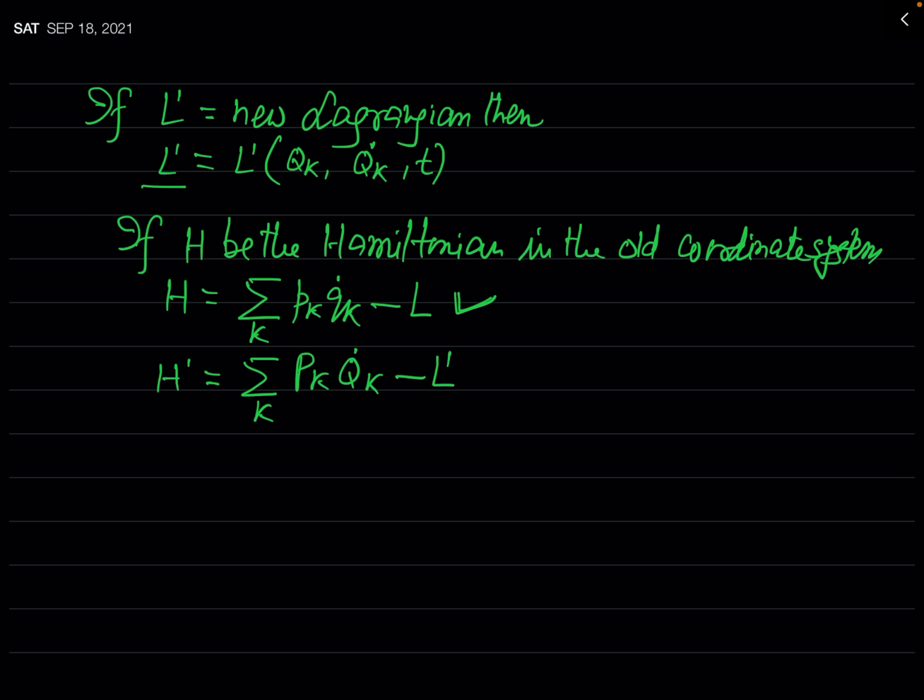So in fact here this capital Qk and capital Pk are therefore referred to as canonical coordinates. You can say that this capital Qk and capital Pk are referred to as canonical coordinates.